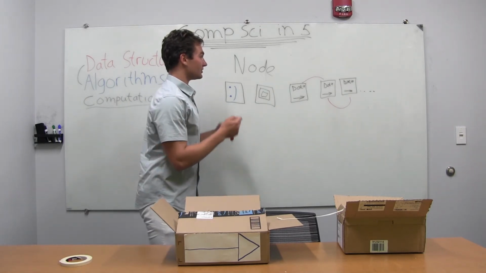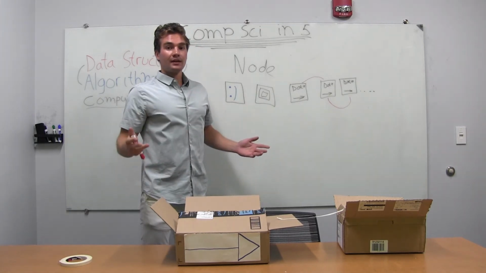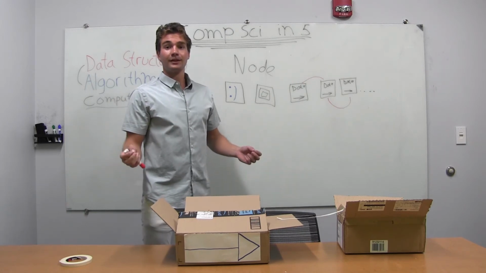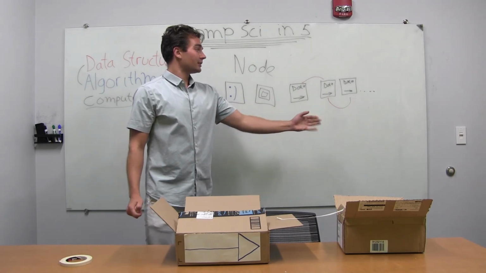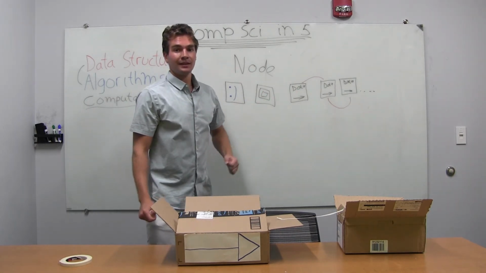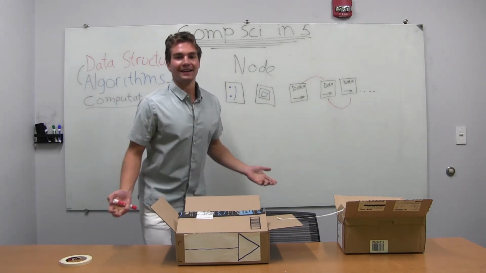But we don't just have this chain structure, we have a linked list, our very, very first data structure. And it is linear, and you can put in any type of data. And just how cool is that?